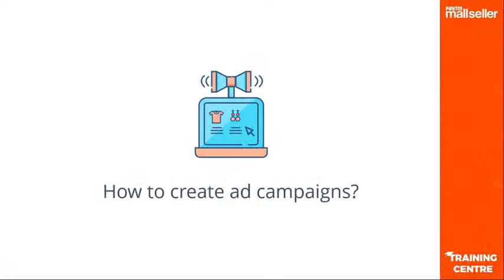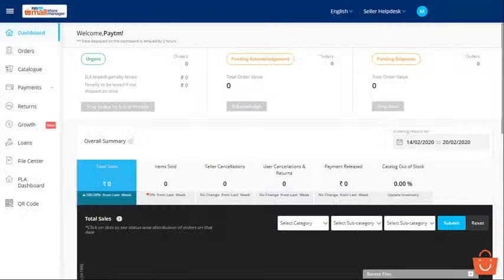Now, without further delay, let us discuss the steps involved in creating a PLA campaign. To create a PLA ad campaign, first of all log into your seller panel and then go to the PLA dashboard tab. This tab will be only visible to you once you get registered for this campaign. So if you are interested to get registered for this campaign, kindly share your MIDs or registered contact details over the chat box with us.